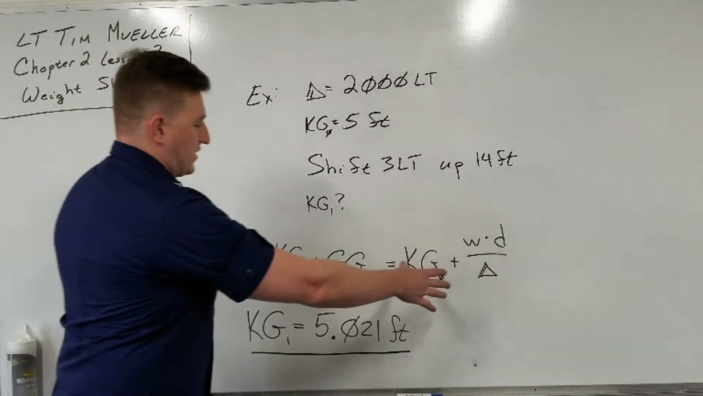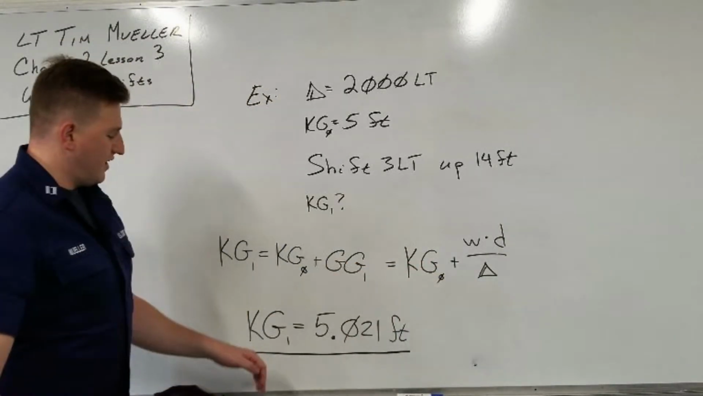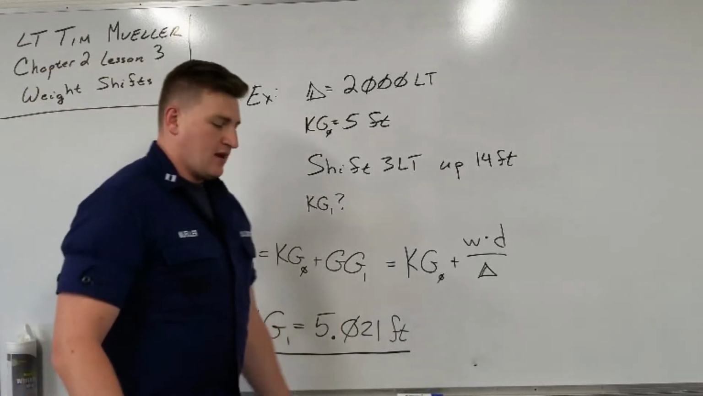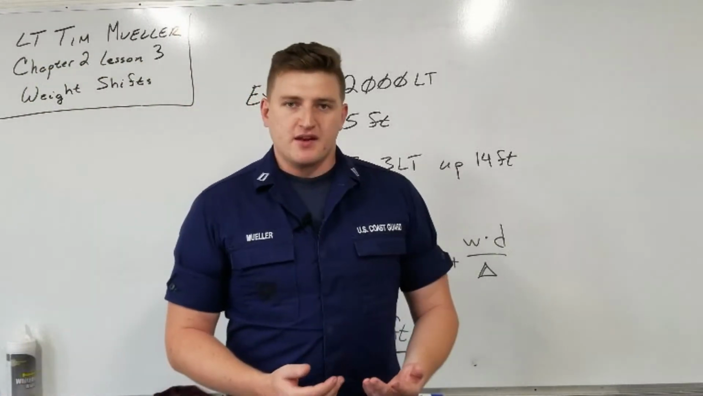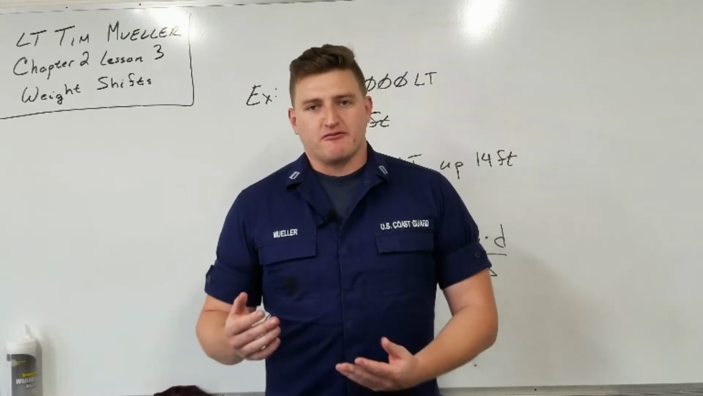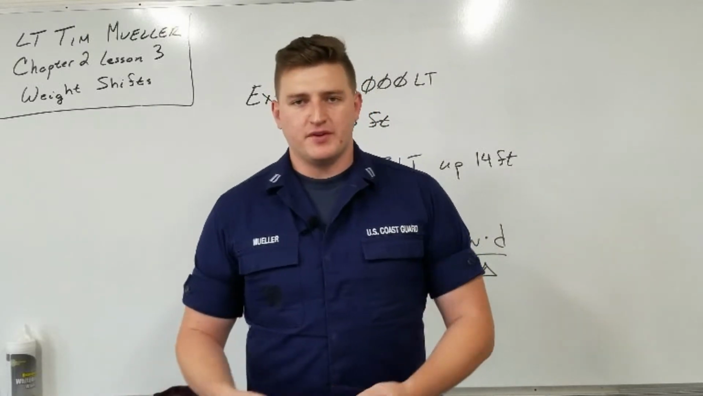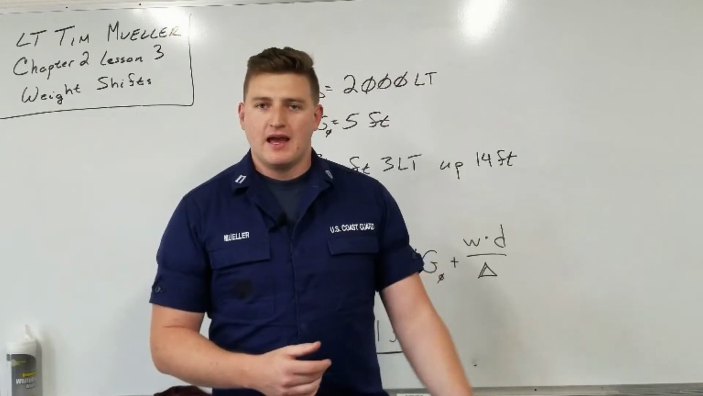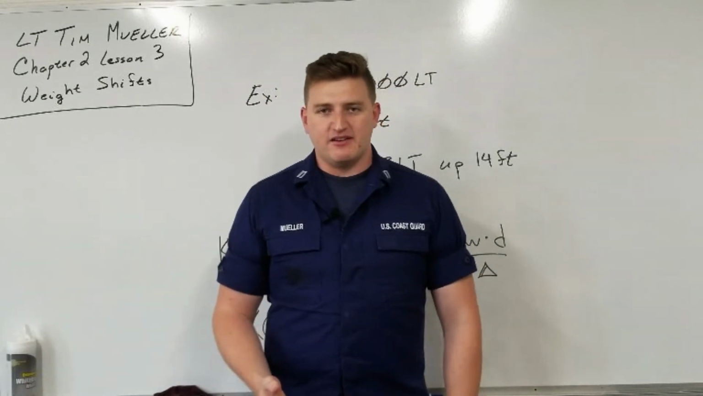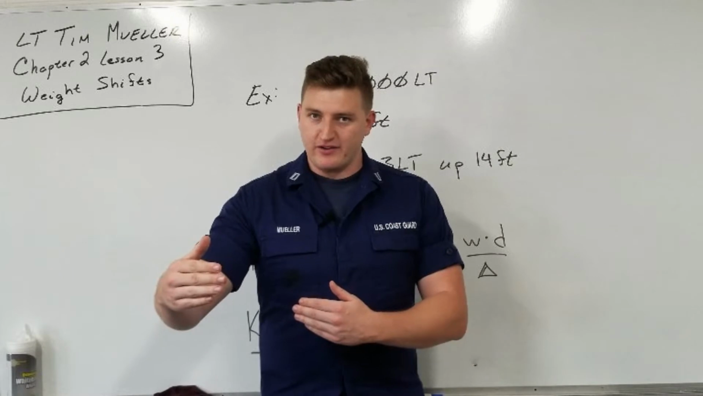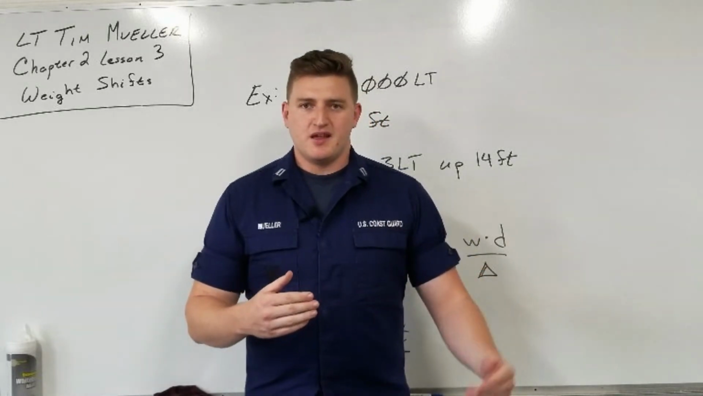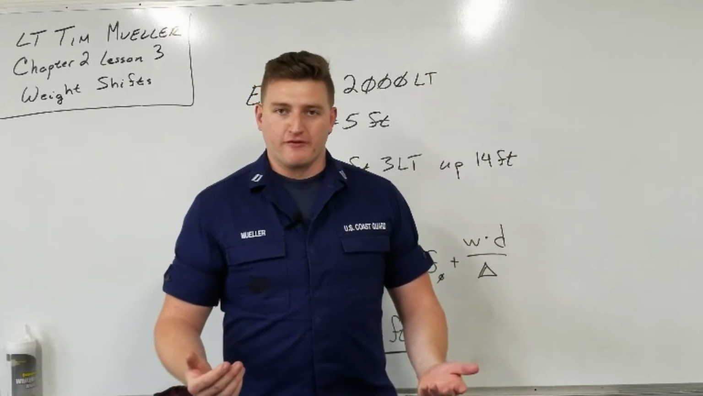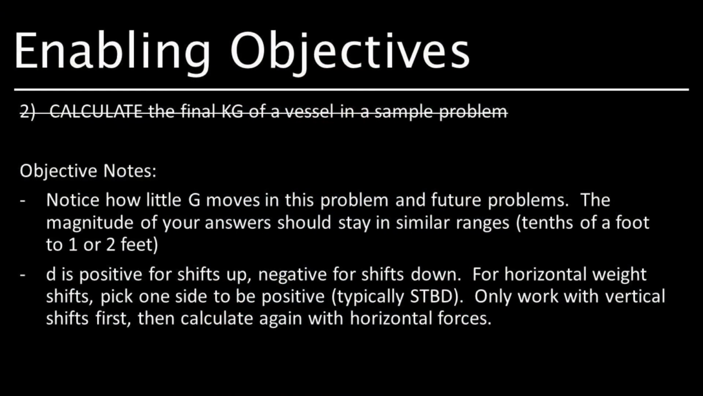Now doing all these calculations, adding to the original KG, we're going to get a KG1 of 5.021 feet. When you do calculations with center of gravity, you're going to get answers that range from the hundredths of a foot to 1 to 2 feet, in some extreme cases, maybe even more. However, if you get an answer of 19 feet, a change in center of gravity of 19 feet, or even in the hundreds, then you might want to check your calculator and make sure that all the buttons and all the order of operations are correct.